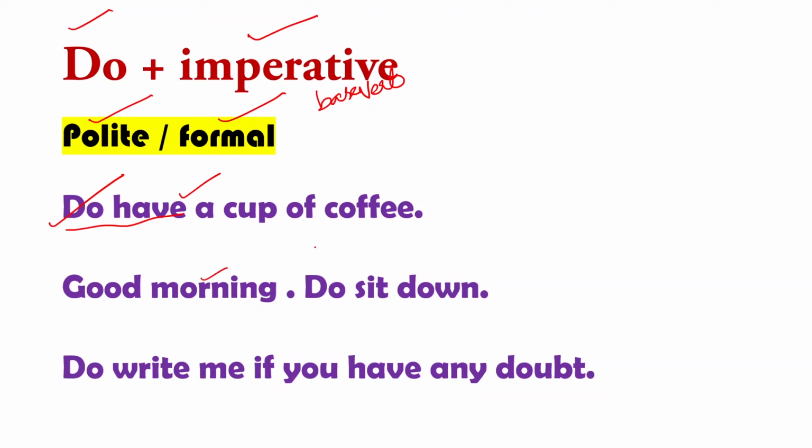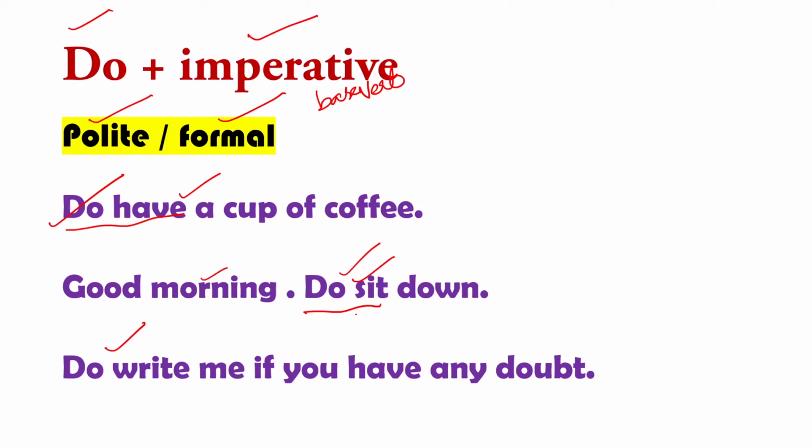Another, good morning. "Do sit down." Instead of saying "sit down," if you say "do sit down," it means more formal and more polite. You are dealing with a very high class of people in front of you, so you can simply say "do sit down." That is the formal way.